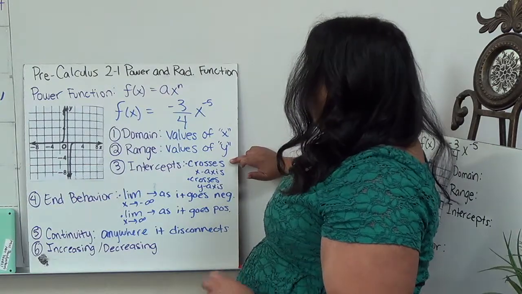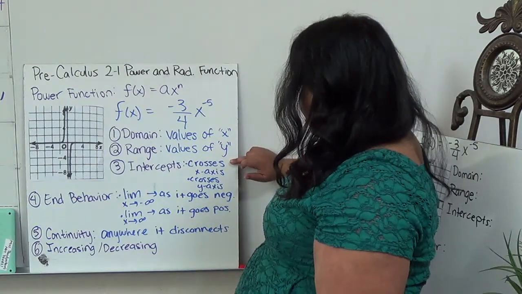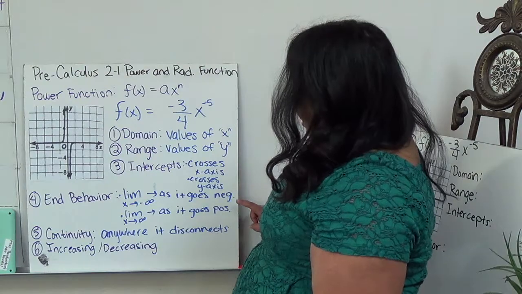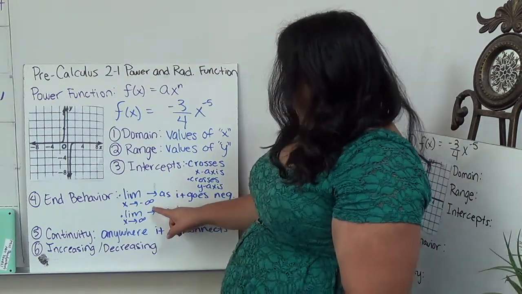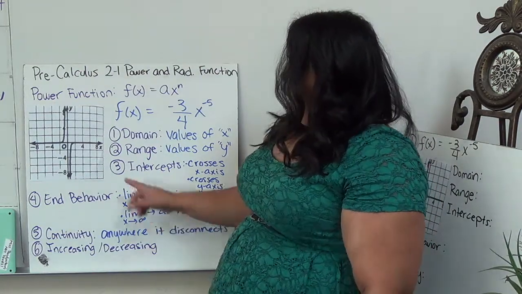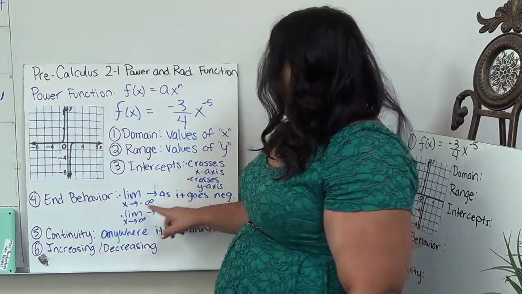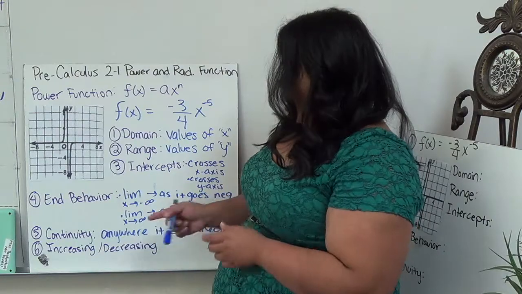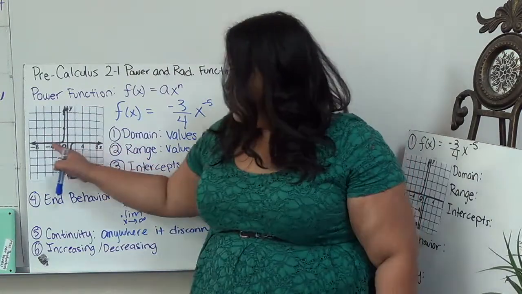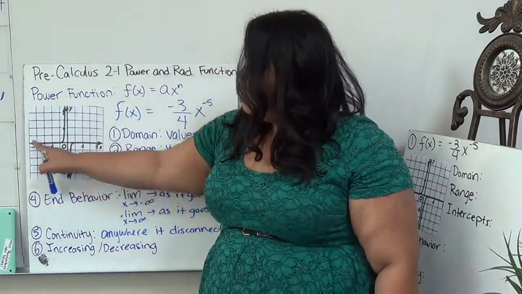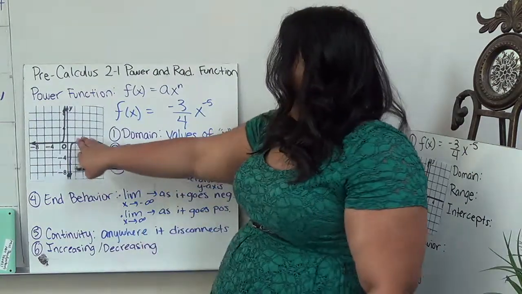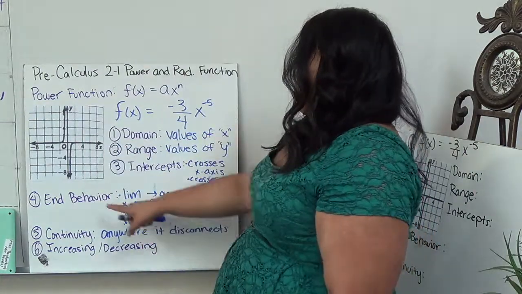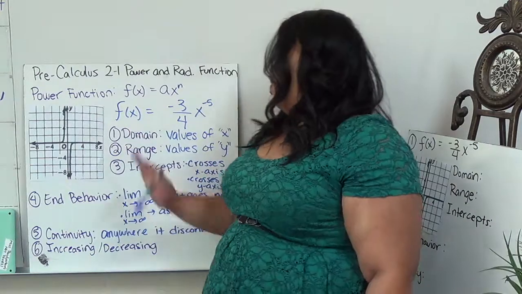The intercepts are where it crosses the x and y axis. The end behavior is the limit as x goes to negative infinity. So as it goes to negative infinity, what happens? That's how it's written: limit as x goes to negative infinity. So as it goes to negative infinity, how does it look? And then for this one, how does it look to the right? So the end behaviors are the far left and the far right.